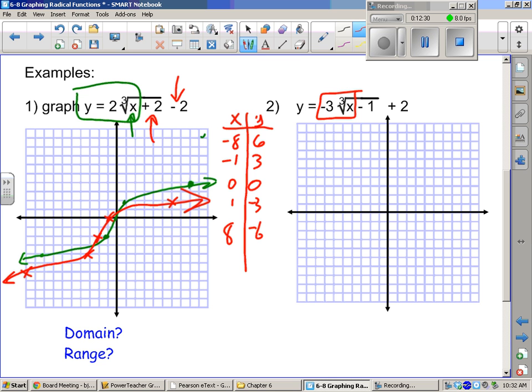All right, so plotting those. So negative 8, negative 6. Oh, positive 6. Negative 8 and up 6 is there. Negative 1 and 3, 0, 0. 1, negative 3, and 8, negative 6. So that's like backwards from what we did before, because of the negative.